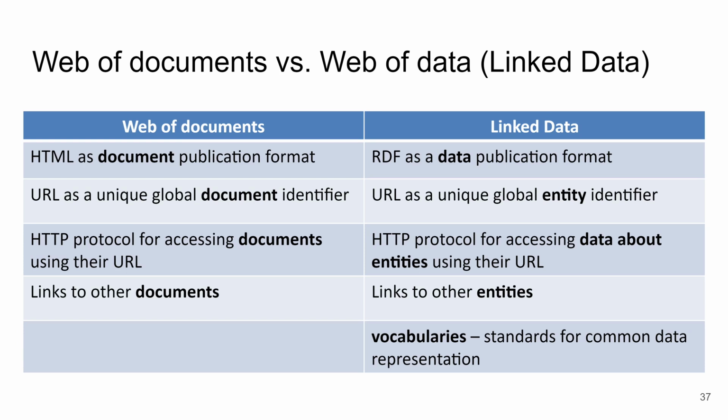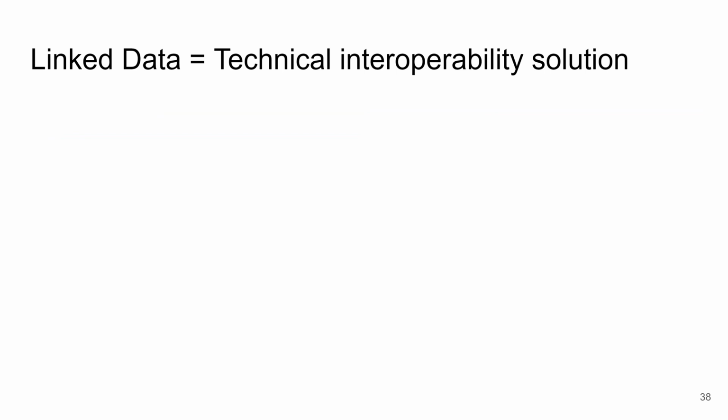Now, documents included links to other documents, and with linked data, data can contain links to other data. And then there is something which was not there before in the web of documents, and that is vocabularies, which are standards for common data representation, and we will talk about vocabularies later. Now, linked data is a technical interoperability solution. It addresses some data interoperability problems, not all.